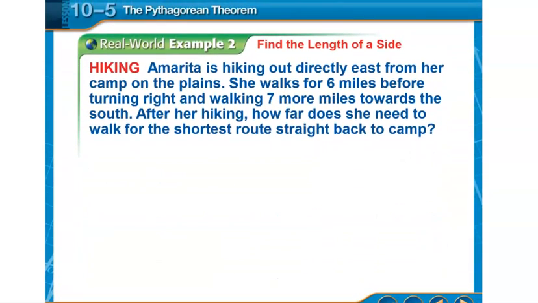All right, Amareta is hiking out directly east from her camp on the plains. So we've got to pay attention to what's north, south, east, and west. And these are 90 degrees to each other. So she walks 6 miles directly to the east, and then she turns right and walks 7 more miles to the south.